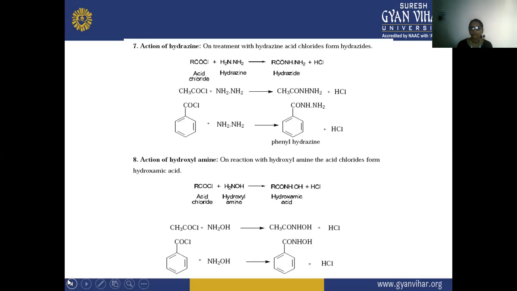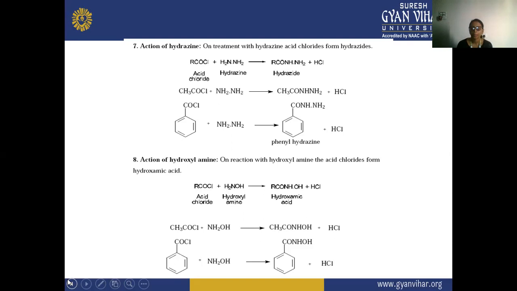Here, on treatment with hydrazine, acid chlorides form hydrazides. So here hydrazine is reacting with the acid chloride, and there is a formation of the hydrazide plus HCl. The example given is acid chloride, RCOCl, plus H2N-NH2. The formula of hydrazine is H2N-NH2. So hydrazine reacts with the acid chloride and the hydrazide plus HCl is formed.